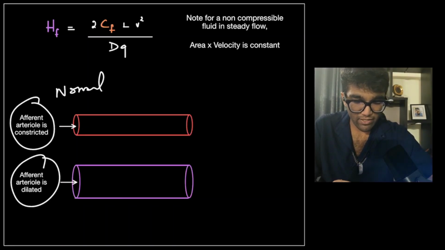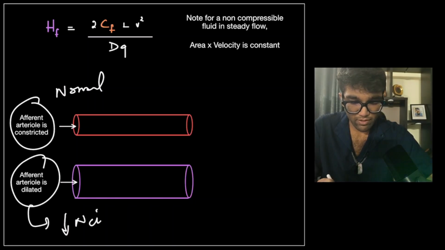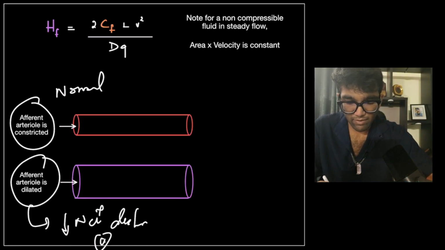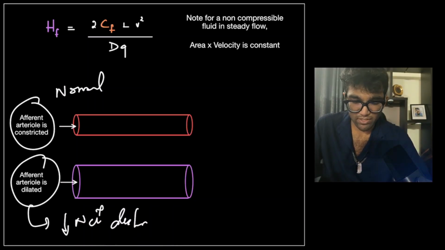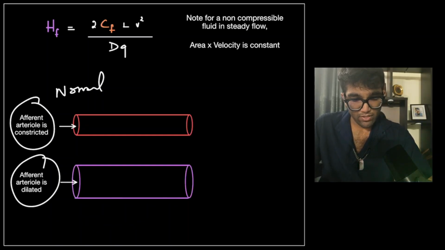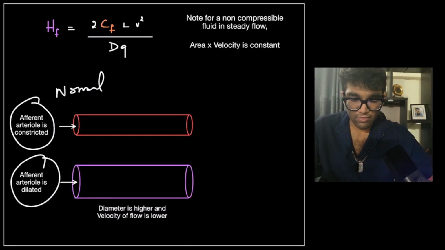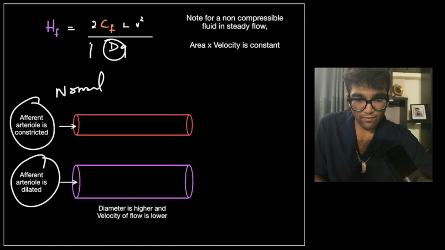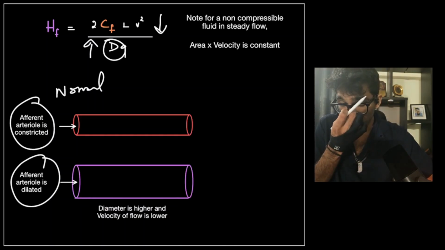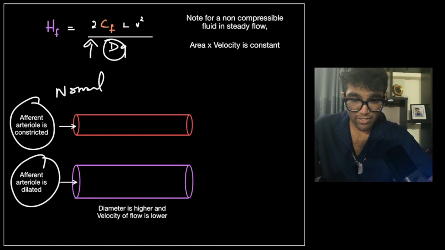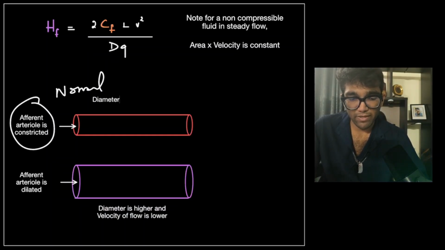And this happens when there is decreased sodium delivery at the macula densa, which is also what activates RAS, but this is the short intraglomerular feedback loop. So what will happen? Now see, the diameter is higher and the velocity of flow is lower. So if the diameter increases and the velocity decreases, what will end up happening is that the pressure loss will be less. So if the pressure loss is less, what does that imply? That means that the pressure is going to be transmitted for a longer distance within the tube.